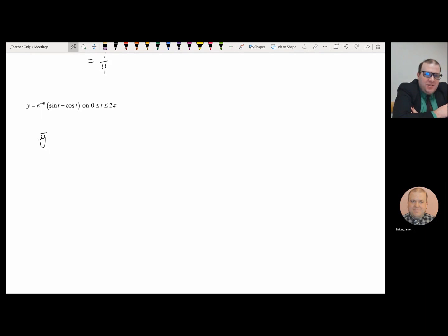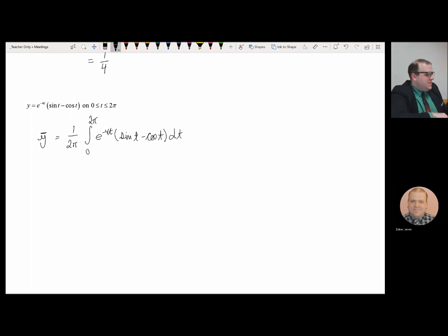Average value here, again, 1 over b minus a. We have 1 over 2 pi times the integral from 0 to 2 pi of e to the -4t sine of t minus the sine of t dt. And now let's have some fun.